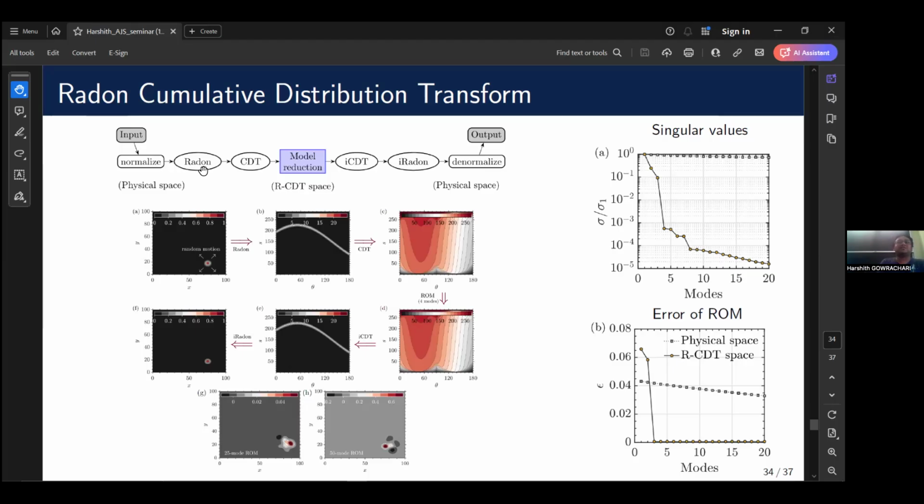If this works, the RCDT, I think you're not wasting too much time training your network. You just transform, poof, done.